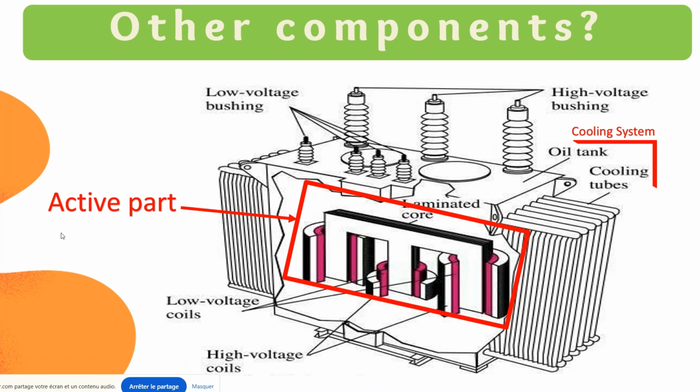Okay, here there is an active part. Here we have the laminated core, and the red and the dark parts are the secondary and primary windings. There is also the high voltage bushing and the low voltage bushing, les entrées basse et haute tension. Okay, so typically, these are the main components of a transformer.